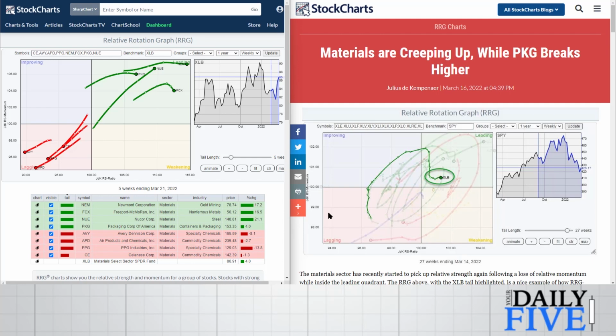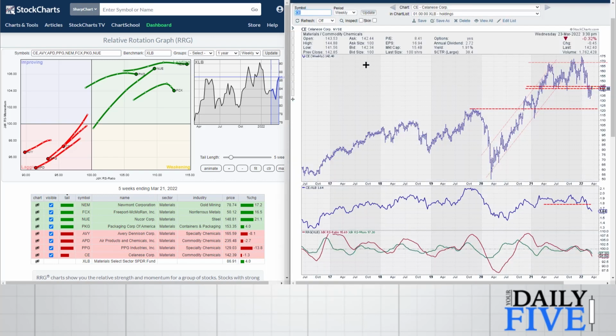I've actually written an article last week on the materials sector, and one of the stocks in there is CE, Celanese Corp. It's one of the stocks that I think you should not own, because I feel that next to knowing what you should be buying, it's also very important to know what you should not be buying or what you should be avoiding. And I think that inside the materials sector, CE is one of the stocks that is better avoided.